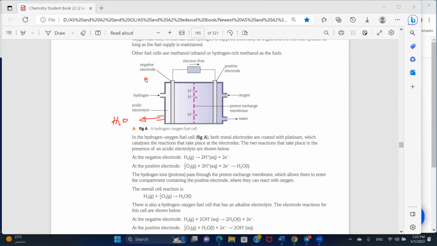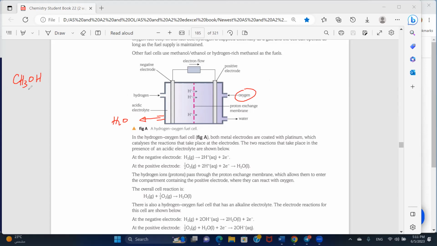Sometimes instead of using hydrogen, they are going to use methanol instead of hydrogen. We don't have to know about the methanol, but many times they bring it in exams, as we are going to see if we solve the sheet that I prepared for you. So methanol can also be used instead of hydrogen, but the other electrode must contain oxygen.